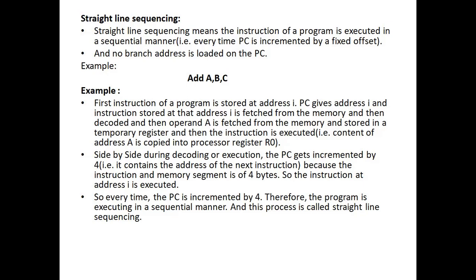In instruction execution, there are two types: straight line execution and branching instructions. Straight line means the instructions of the program are executed in a sequential manner, that means one by one. There is no branch instruction in this program. The program contains a collection of instructions, and each instruction is executed one by one.